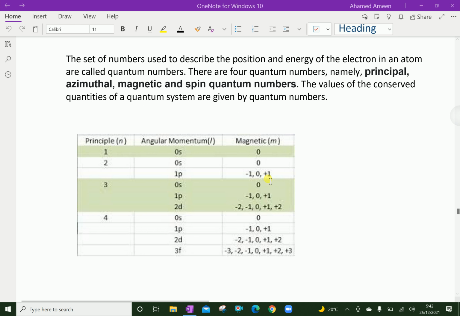Next, spin quantum number. The spin quantum number is symbolized by positive half or negative half, that is an upward arrow or a downward arrow. It indicates the orientation of an electron's magnetic field relative to an outside magnetic field. A single orbital can hold a maximum of 2 electrons, which must have opposite spins.